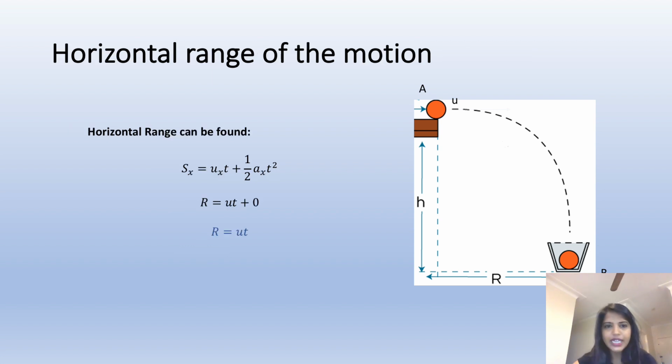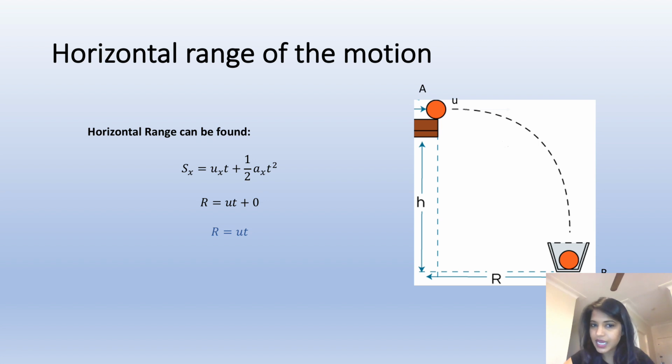Now, how can you find the horizontal range of the motion? So before we do horizontal range, you should know what is horizontal range. Horizontal range is the horizontal distance from the initial point to the point where it falls, like on the ground. So in this diagram, this R is our horizontal range. Now I say horizontal range, that means I have to consider only the horizontal components.